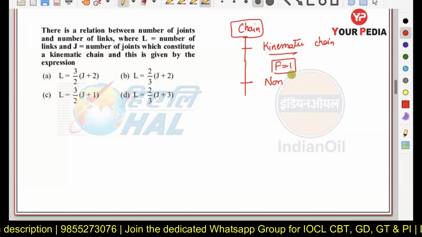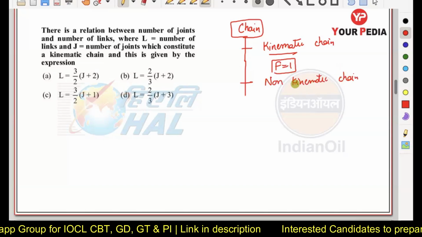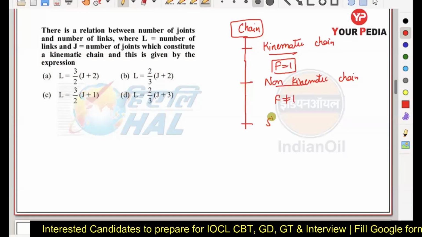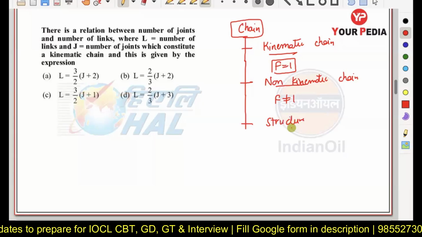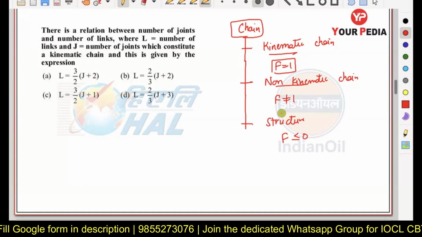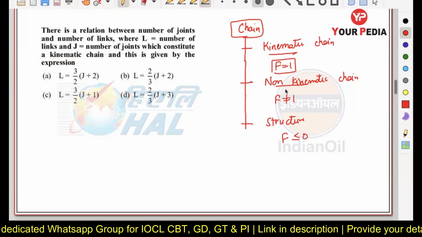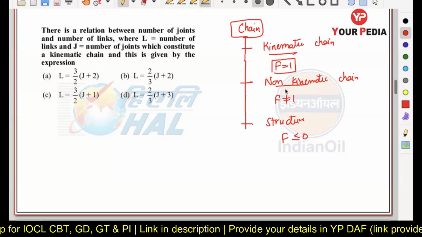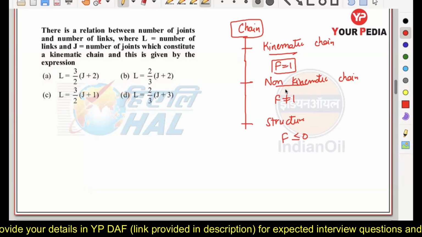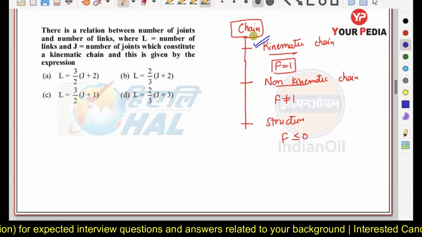In the case of a non-kinematic chain, the corresponding degree of freedom is not equal to 1. In the case of a structure, the degree of freedom is equal to or less than 0, so all the frames are acting as a structure here. All the links which require a large number of inputs come under the category of non-kinematic chain. Which one is important for us? Kinematic chain is important for us.